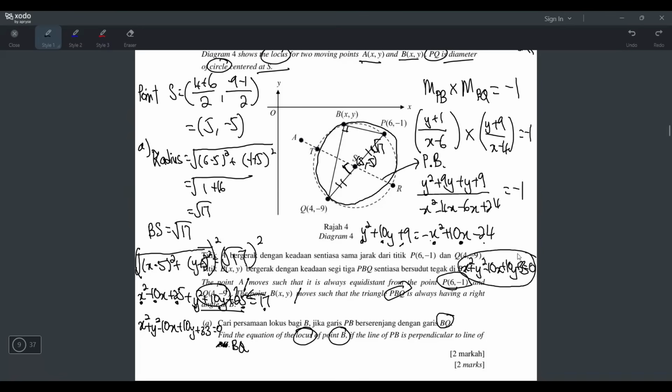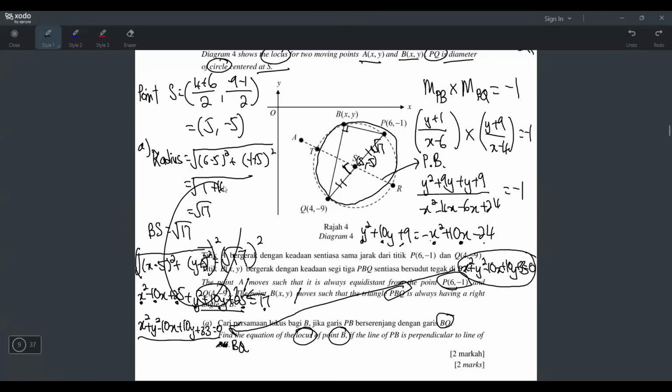And do you realize this answer is the same as this answer? It looks exactly the same, right? So you can do it this way, you can also do it that way. Okay, but which one is easier? Of course this one. Yeah, of course the gradient, right?